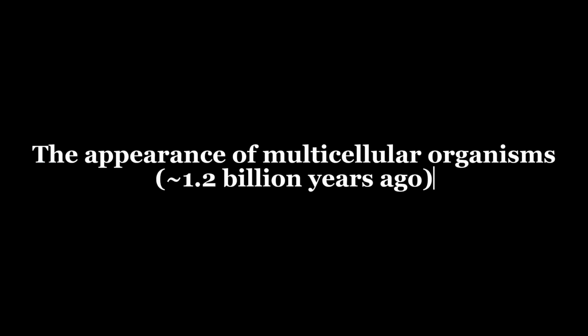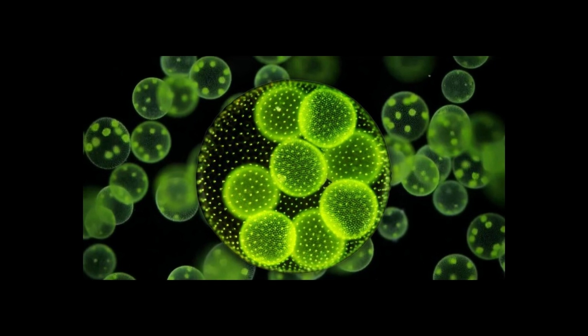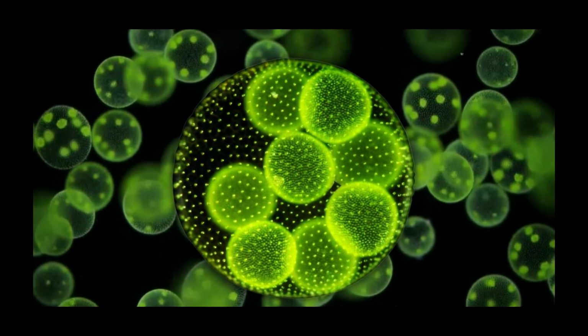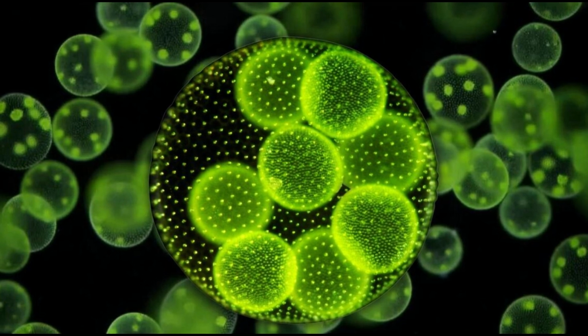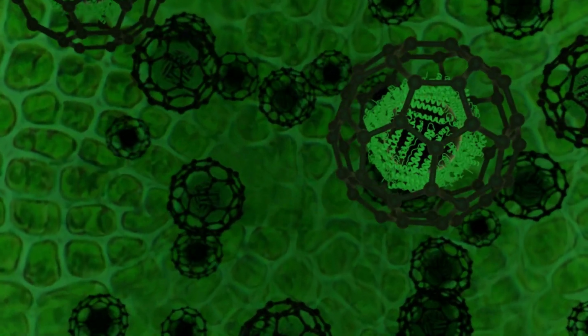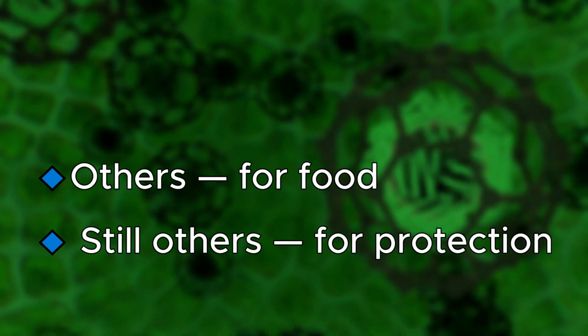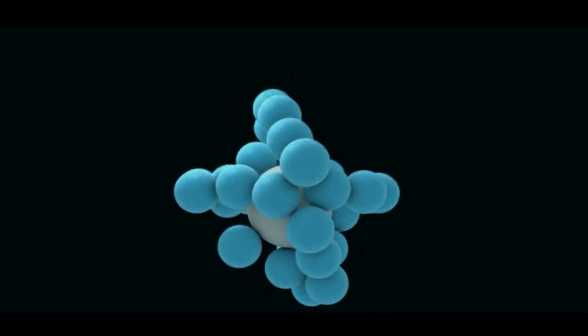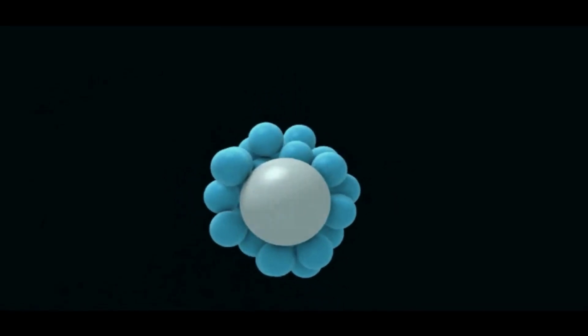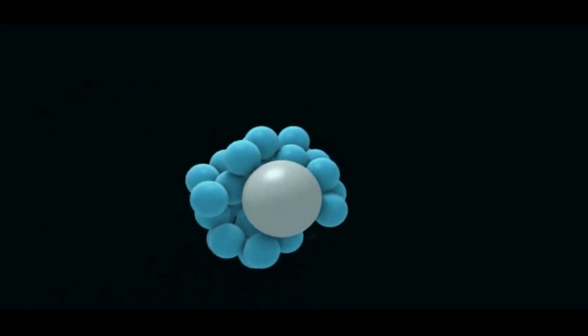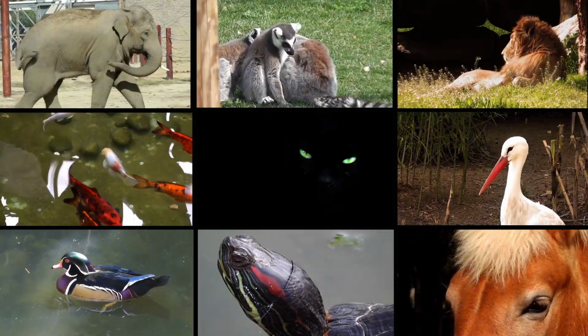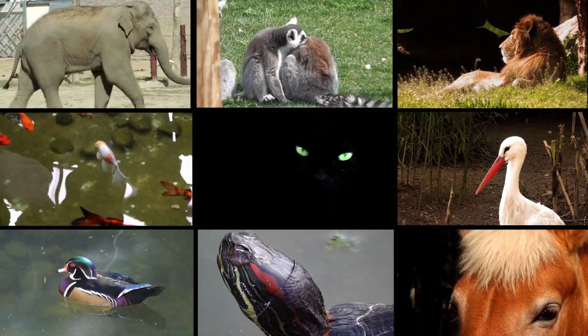The appearance of multicellular organisms, about 1.2 billion years ago. The next step is one of the most significant. About 1.2 billion years ago, multicellular organisms appeared on Earth. At first, they were just colonies of cells living nearby, but then these cells began to share responsibilities. Some were responsible for movement, others for food, and others for protection. This is how a real biological team appeared, where each participant performed their task. This was the beginning of cell specialization, and as a result, the ancestors of plants, fungi, and animals emerged.